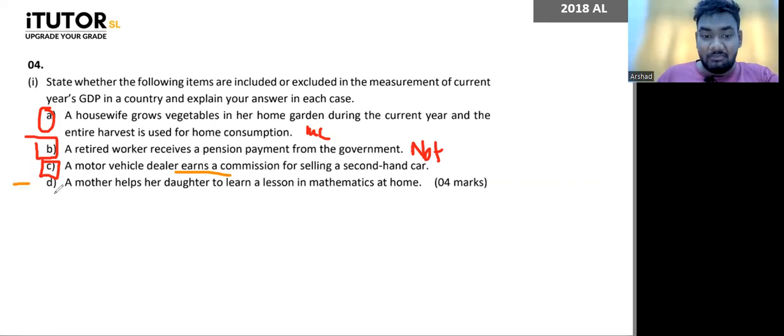Then the last one, a mother helps her daughter to learn a lesson in mathematics at home. Let's say your mother is teaching you maths. Do we include it? Not included because these are services provided by households for themselves, even though they are productive activities. Due to the inability of measuring the value of this, we don't include. Now, how are you going to put a number? Your mother is teaching you maths at home. How are you going to put a number? This is 1,000, 2,000, 3,000. You can't put. So because of that reason, that is not included. Is that okay, guys? Fine.